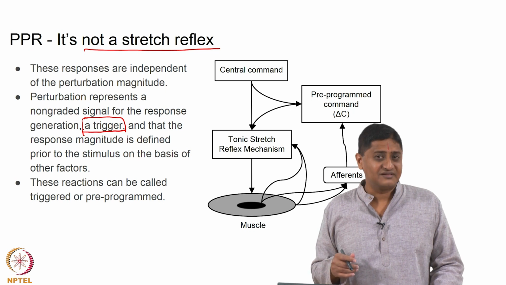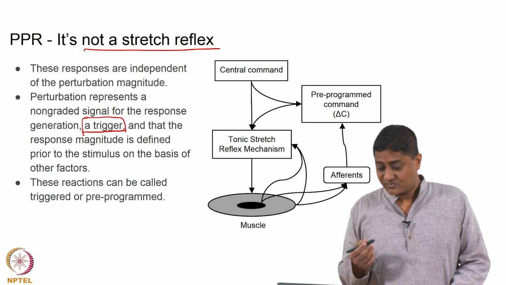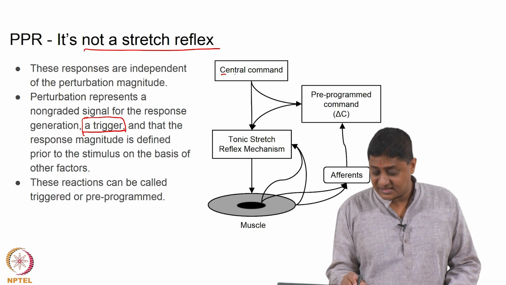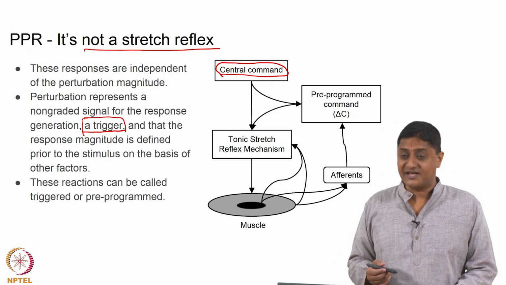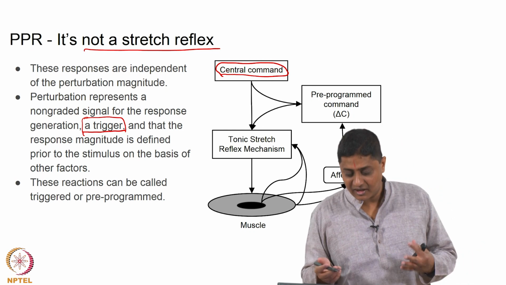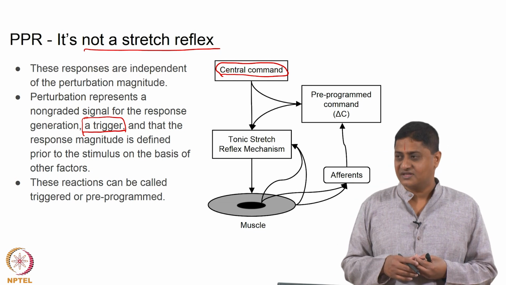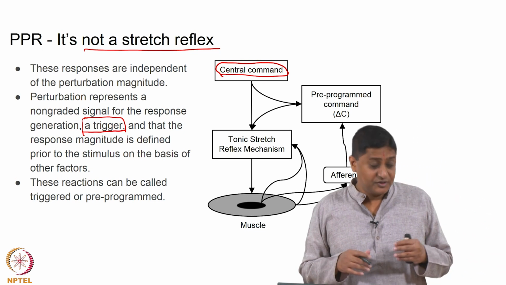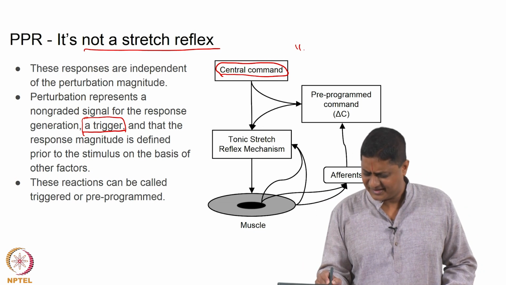Now, a question is, I have said that these responses are prepared in advance. Who prepares this? That is the question. Who does that work? So, here in this slide we have said central command, not clear what that means. Central could involve spinal cord, brainstem, motor cortex. Since I actually do not know what the answer is, I am going to say that this is some higher center.